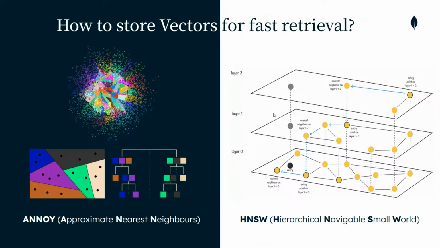On the other side, we have HNSW, which does a similar thing, but on a layer-like structure, where, for example, this is our starting point, our input.